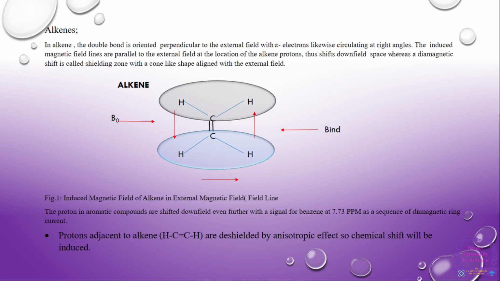Figure 1 explains the induced magnetic field of alkene in external magnetic field, and the oval shape is denoted as field line. The proton in aromatic compounds are shifted downfield even further with a signal for benzene at 7.73 ppm as a consequence of diamagnetic ring current. Also, proton adjacent to alkene are deshielded by anisotropic effect, so shift will be induced.